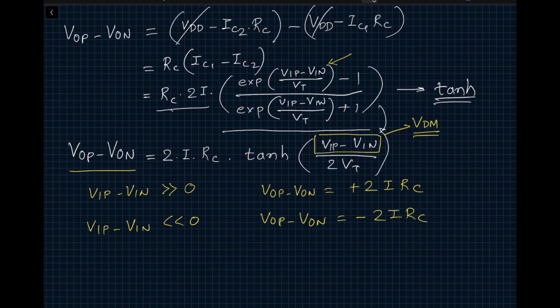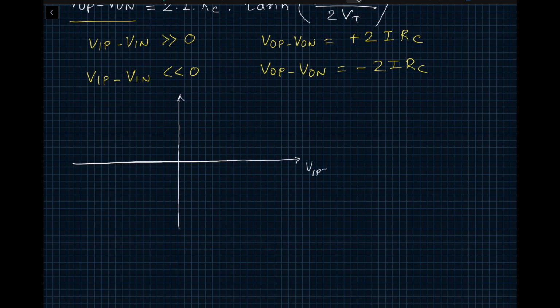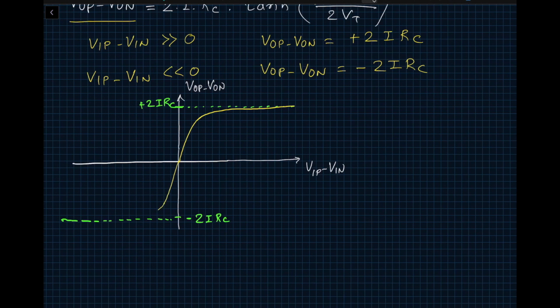So having all this information, now we can plot the transfer function. We're going to plot VIP minus VIN here, and VOP minus VON here. The tanh function looks like this. At the end we would expect minus 2I RC here, and here we would expect plus 2I RC. When VIP minus VIN is very large, it should asymptotically approach plus 2 IRC, and here it should approach asymptotically minus 2 IRC. So the transfer function is going to look like this. You will have a really sharp looking curve, and then it will approach asymptotically plus 2 IRC. I'm bringing this to your attention because I'm going to make a point later on. It will asymptotically reach minus 2 IRC. This is the tanh function.